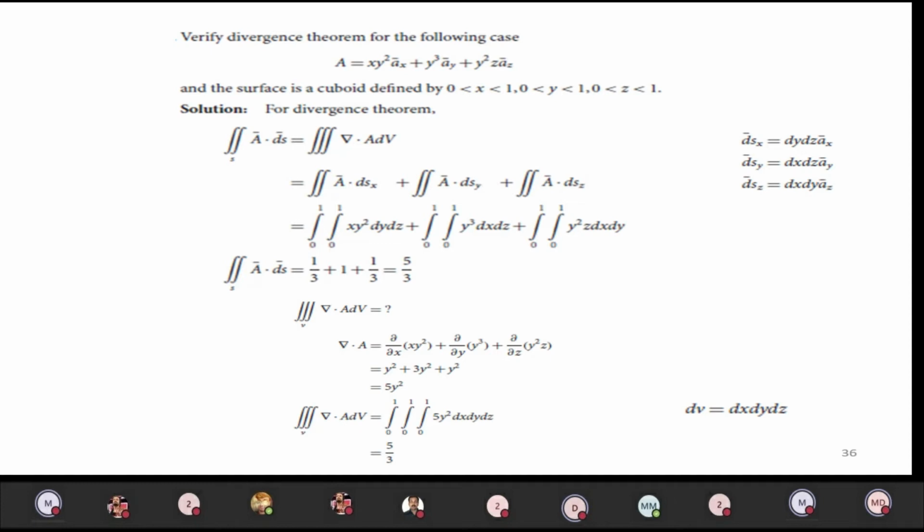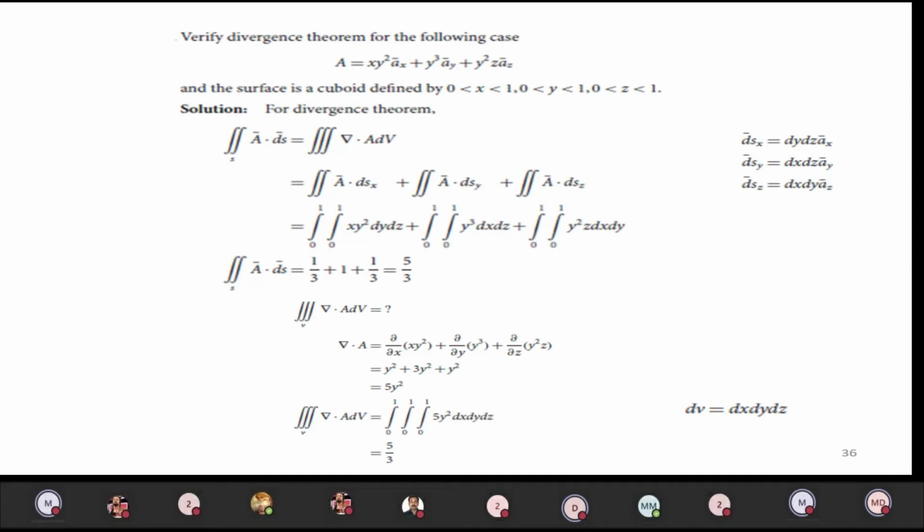Then finally, for x, y, and z we apply 1, and minus 0. So we will get 1 by 3 plus 1 plus 1 by 3, which is 5 by 3. So the surface integral of vector A dot ds is 5 by 3. The same answer we should get if I do the volume integral of the divergence of that vector. That's what I am going to check now.